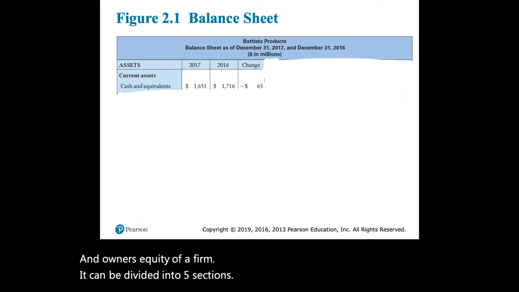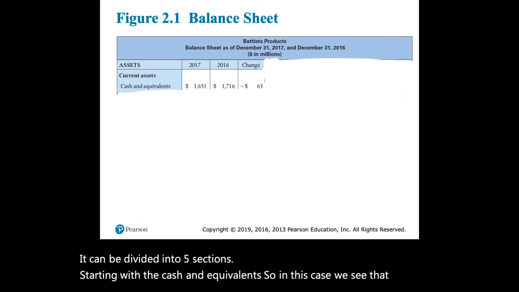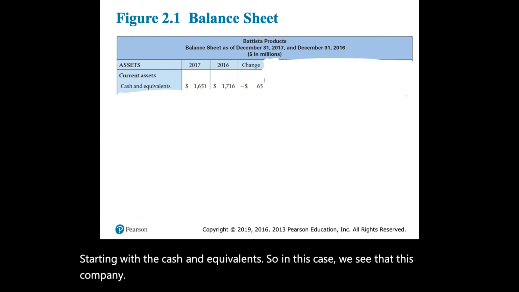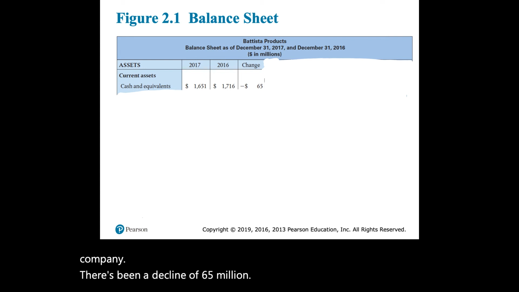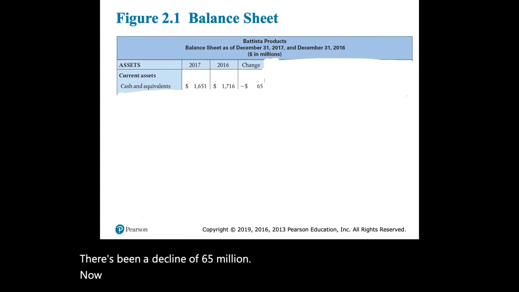starting with the cash and equivalents. So in this case, we actually see that this company, there's been a decline of $65 million. Now, an analysis of the statement of cash flows will help us determine why this decrease occurred. So more on that later.